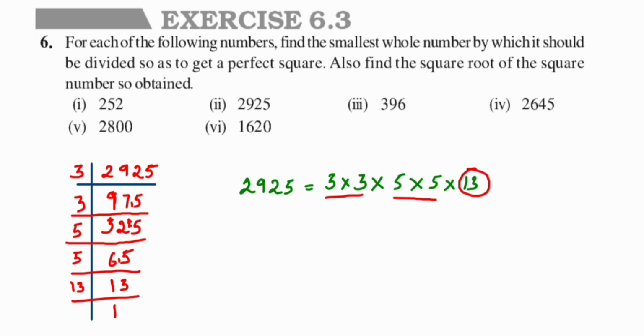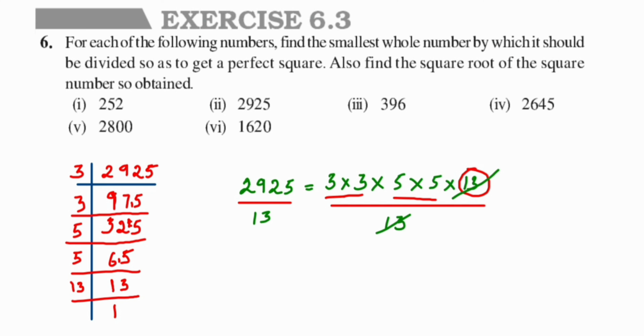So if I want to divide with the smallest number, that will be 13, because this 13 is not forming any pair. So I want to divide both sides by 13. See, you have to make the change on both sides. So 2925 is not a perfect square. I'm going to divide with 13 on both sides.